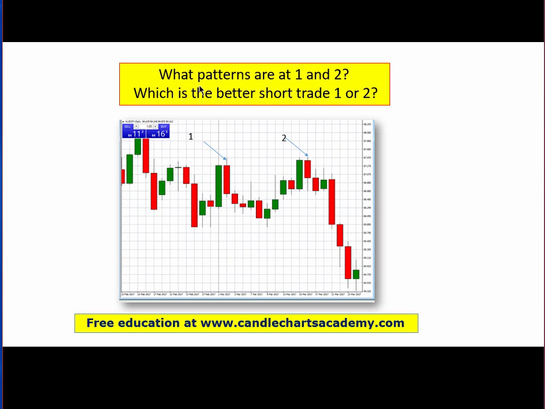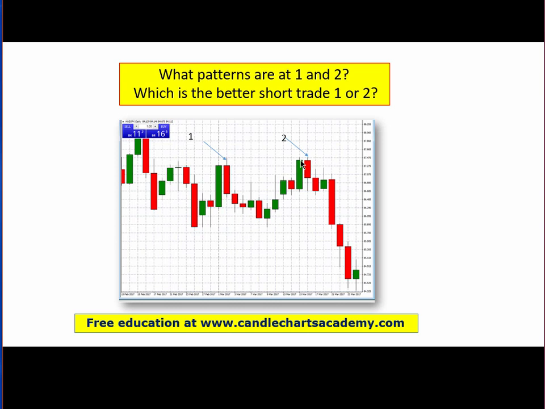Okay, first question is what patterns are at 1 and 2? In other words, right over here. So here's the pattern. And number 2, here's the pattern. And remember, some of you, instead of a black and white real body, you might have green, which is like a white real body, and red, which is like a black real body. So here's the opening and here's the closing. Here's the opening and here's the closing. So that's the first question.